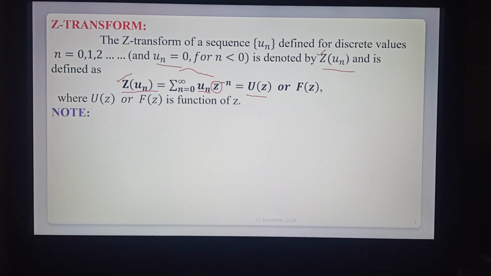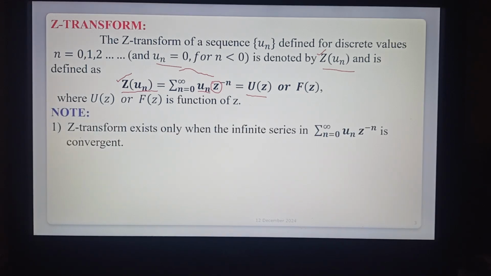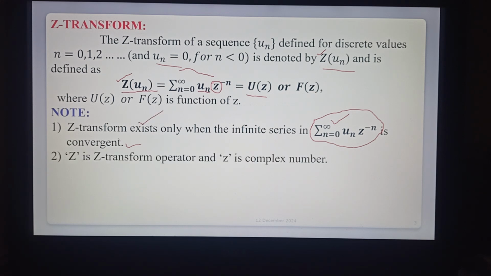See the note here. Z transform exists only when the infinite series is convergent. Convergent means the series has a finite value. If this series value is always finite, then the Z transform exists. Capital Z is the Z transform operator, and the small z is a complex number, that is any number.